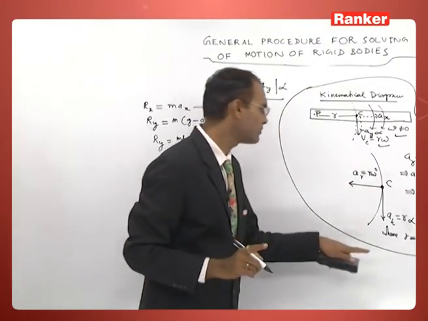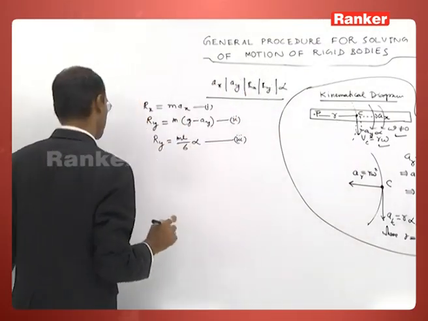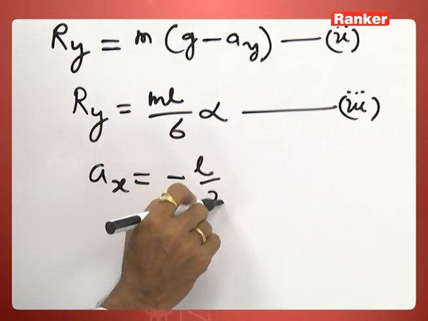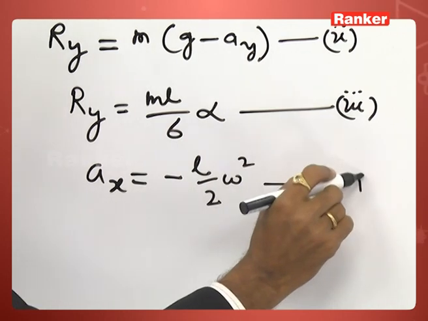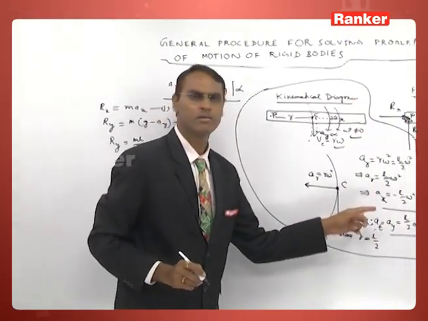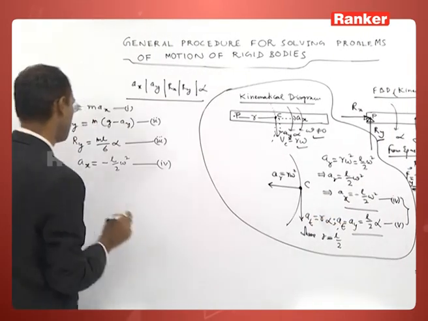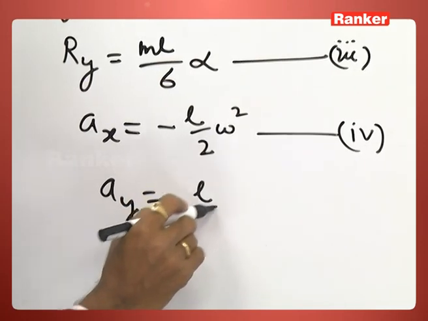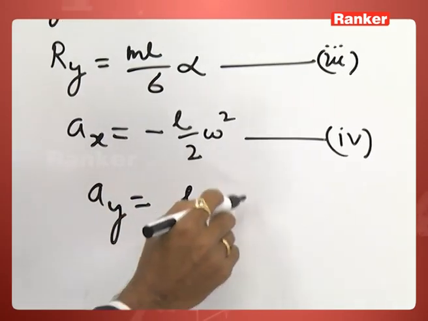Equation number 4, Ax is equal to minus L by 2 into omega square. Equation number 5, Ay is equal to L by 2 into alpha.